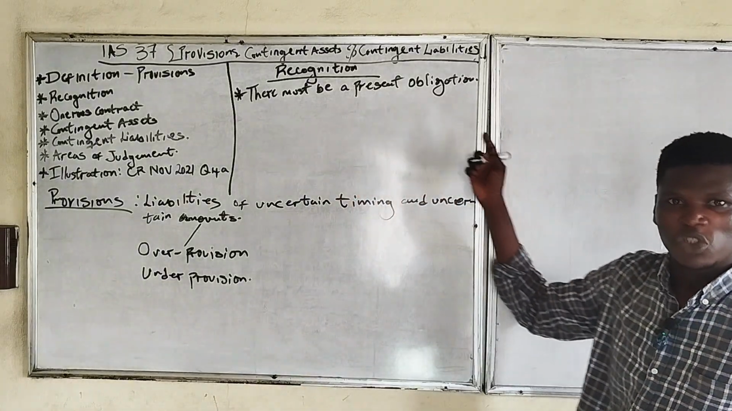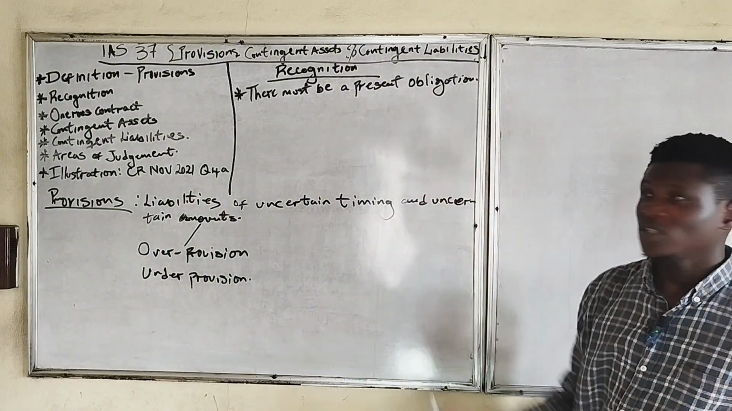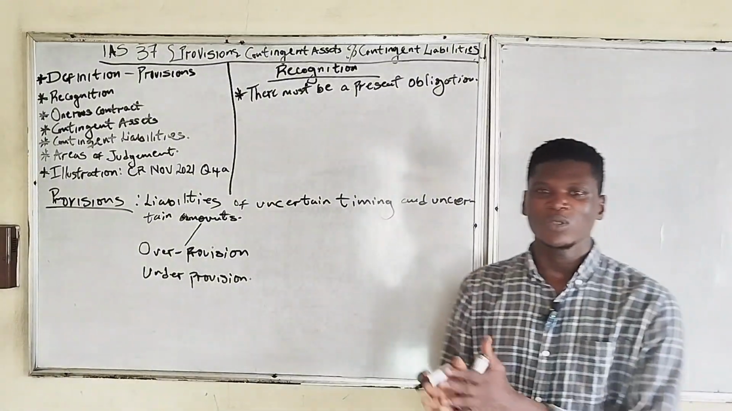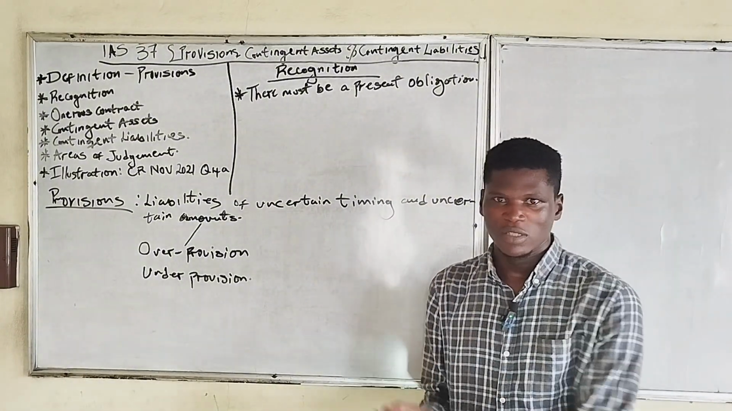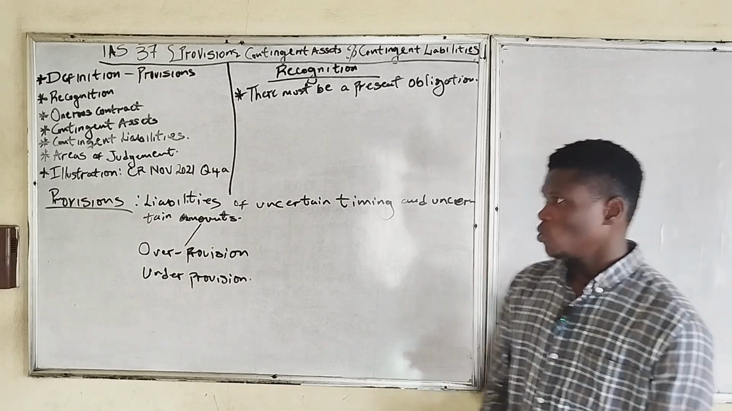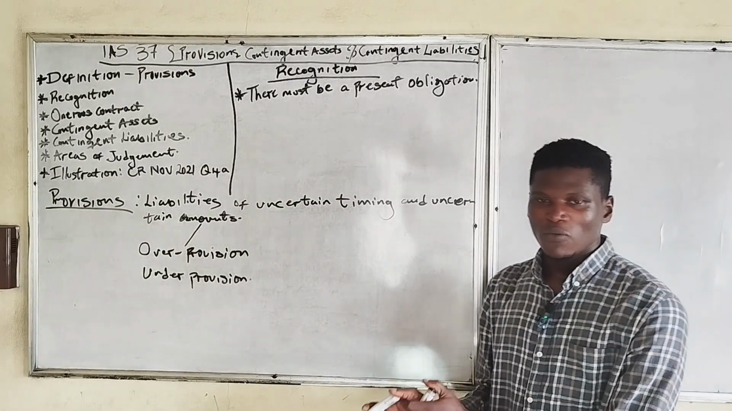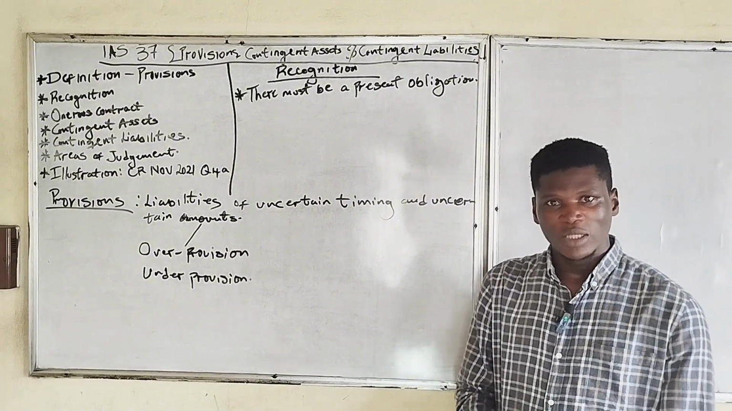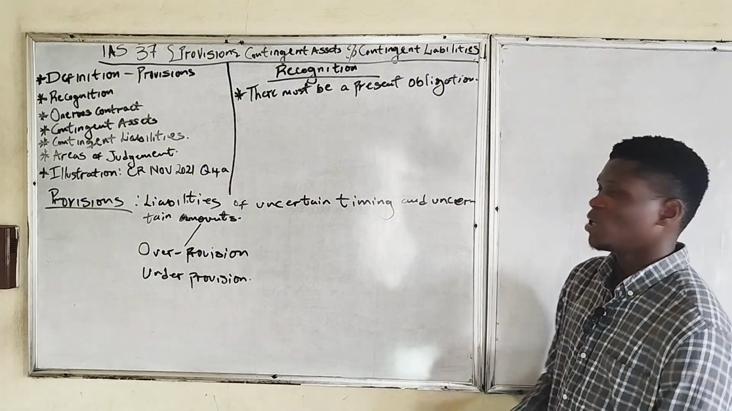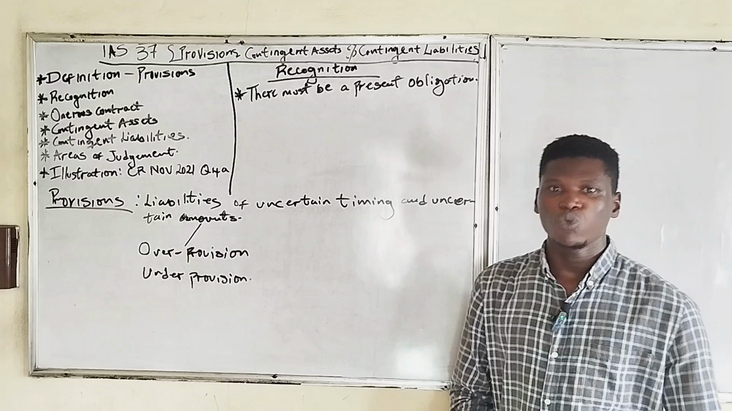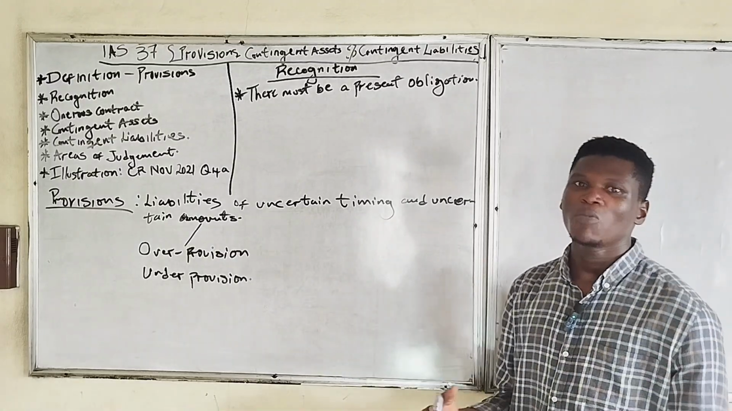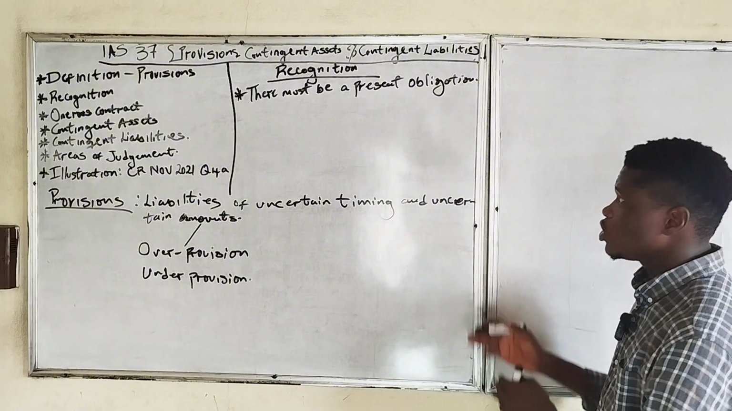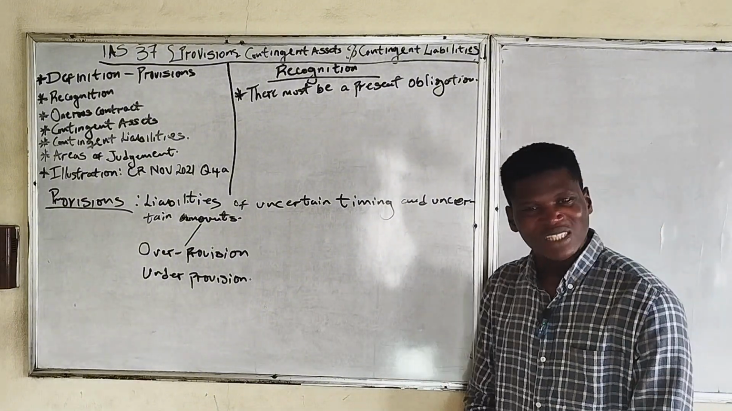So one of the recognition criteria of provision is that there must be a present obligation. Present obligation means that there must be an uncertain event which must be settled. So we don't know when it's going to be taken care of and we don't know how much we are going to spend. But there must actually be, at this present time, a particular obligation to be settled, of which we don't know when it's going to be settled and how much we are going to spend in respect of this obligation. So that's present obligation. Something must have actually occurred as at now.